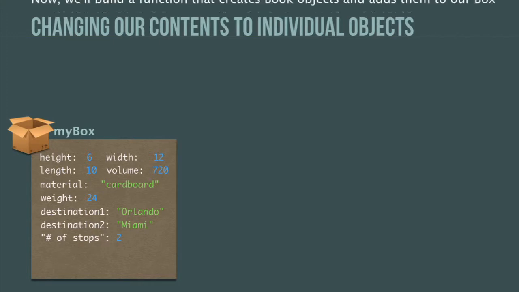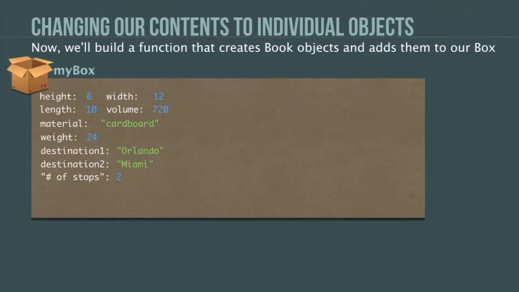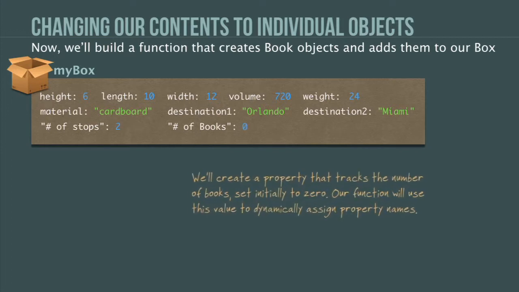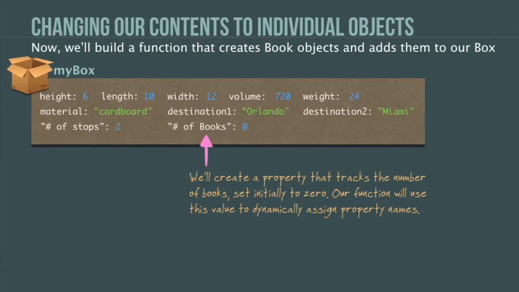Cool, now we'll build a function that creates book objects, and we're going to add those to our box. Wow, this is going to be fun. First, we'll need a property that tracks the number of books that's inside of our box, and we're going to go ahead and set that initially to 0. Our function will need it to dynamically assign property names in that bracket fashion that we just saw earlier.